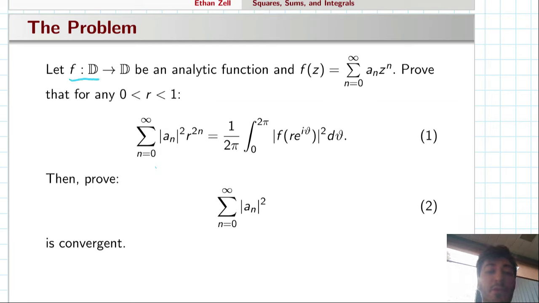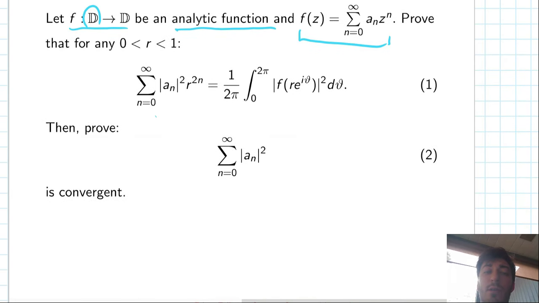So we have some function f. It's from the disk to itself. So this is the notation I use for the disk. And it's an analytic function, which means we can represent it by its power series. So if we write that out, maybe we call it a sub n, and z to the n. And we want to know that for any r between 0 and 1, this expression holds.